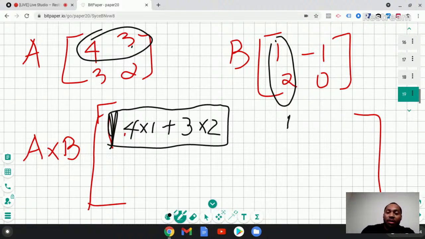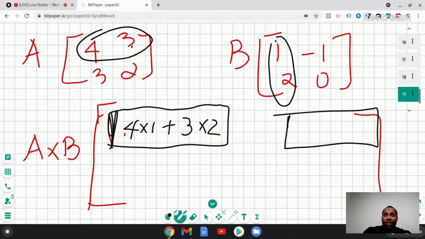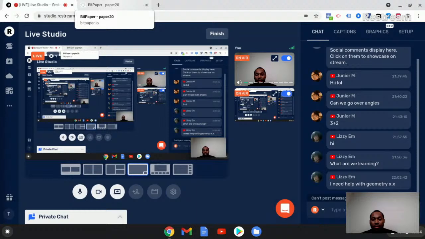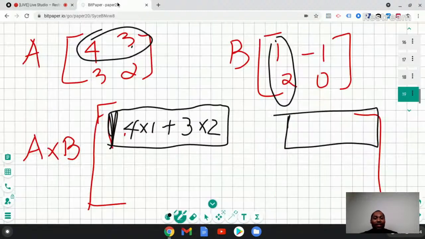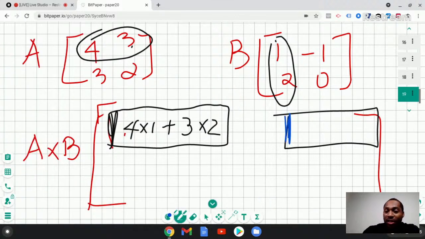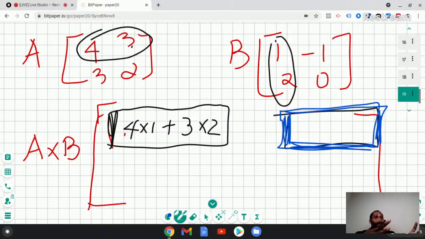What is this entry called? This is still the first row, because you can see this is still in the same row, but in the second column. Let me use a different color for it. And I want to make sure that you guys get this, because it gets very confusing. So this element right here is still in the first row, but it's in the second column. So to find the element that's in the first row, second column, I take the first row of the first matrix and multiply by the second column of the second matrix.